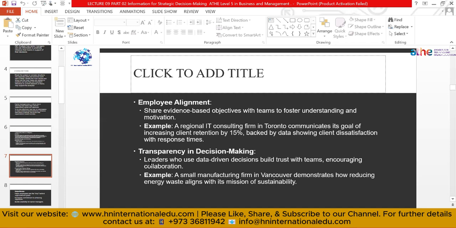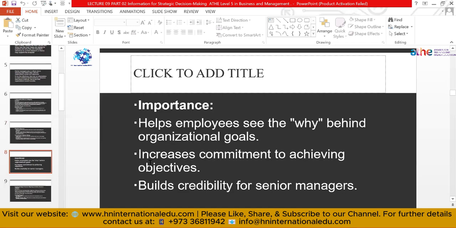Transparency in decision making: opaqueness versus translucency. Leaders who use data-driven decisions build trust with the teams, encouraging collaboration. For example, a small manufacturing firm in Vancouver demonstrates how reducing energy waste aligns with its mission of sustainability, because it was one of their goals. But if they're not able to do it, then you failed. Importance and significance: it helps employees see the why behind organizational goals. Like every person makes goals and objectives in their lives which they want to achieve.